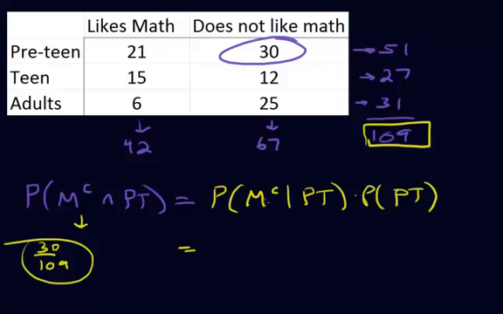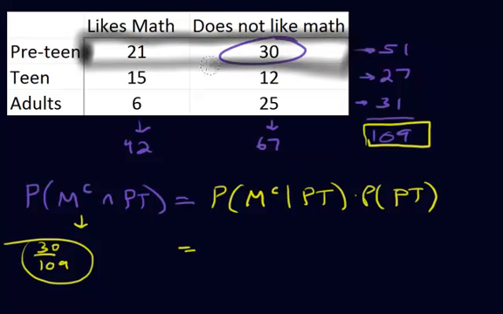Okay, so what is the probability that you do not like math given you're a preteen? So we're in the preteen people, and you do not like math. So that would be 30. Okay, so we got 30 out of, well, we're dealing only with preteens, so it's 30 out of 51.